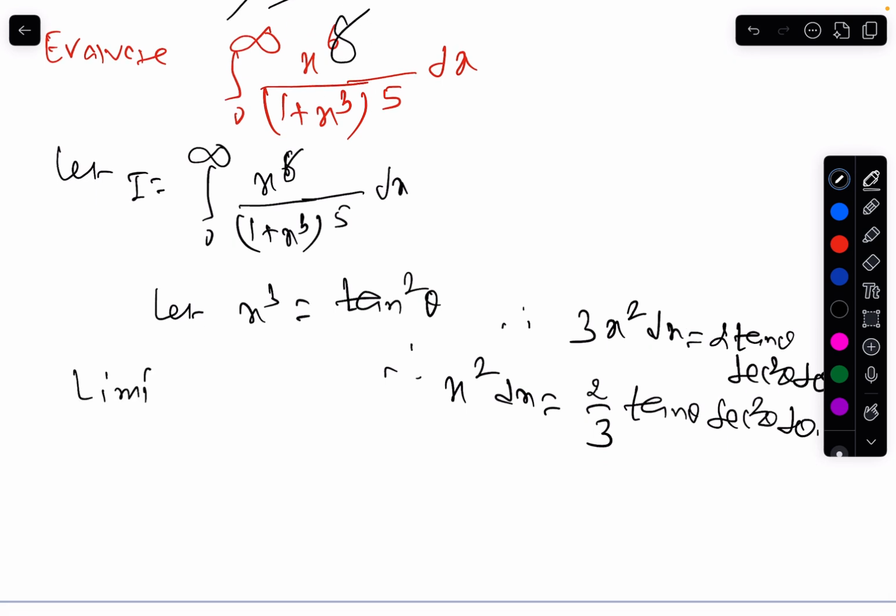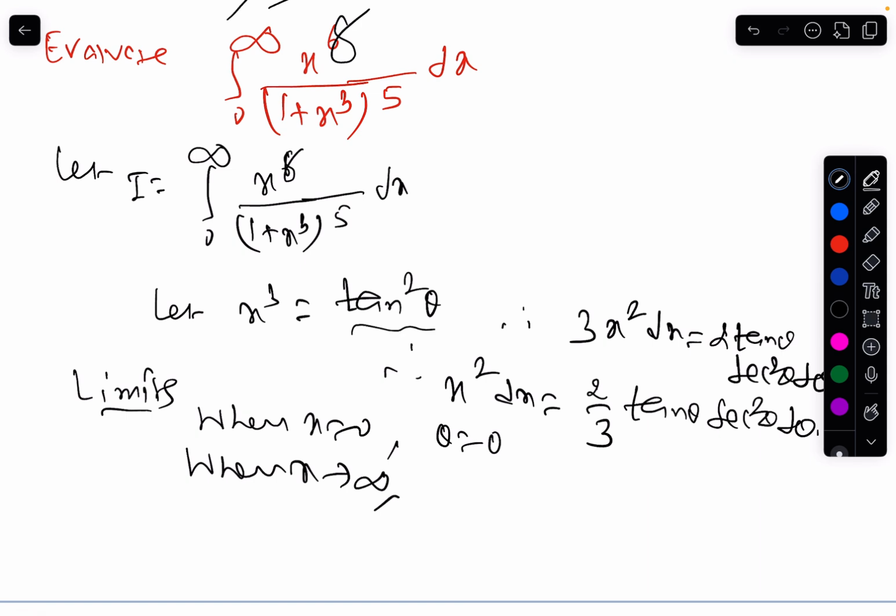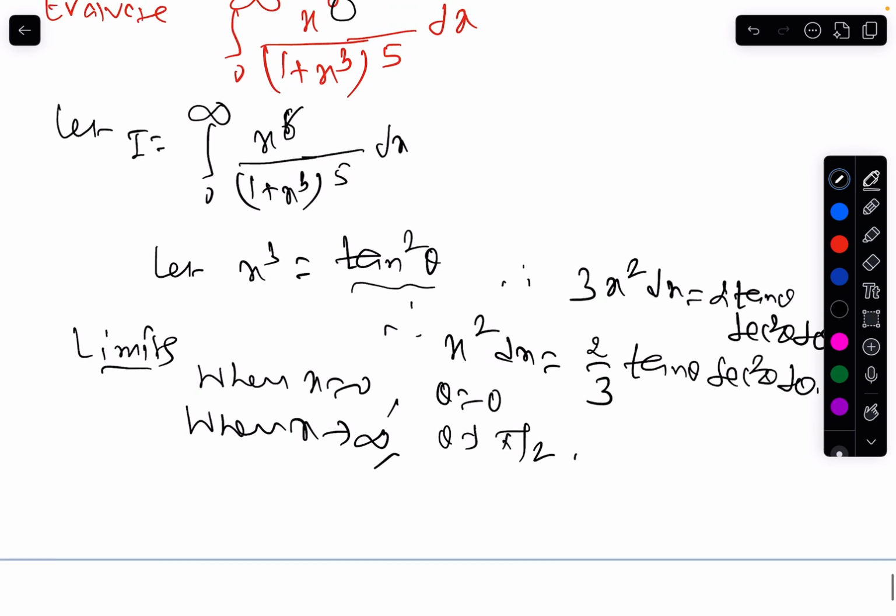Then limit. When x is 0, theta is 0. When x tends to infinity, tan square theta is infinity, tan theta tends to infinity. So theta is pi by 2. And therefore I equal to 0 to pi by 2. Now x power 8 is there. So for x cube, we use x power 6 and x square dx.